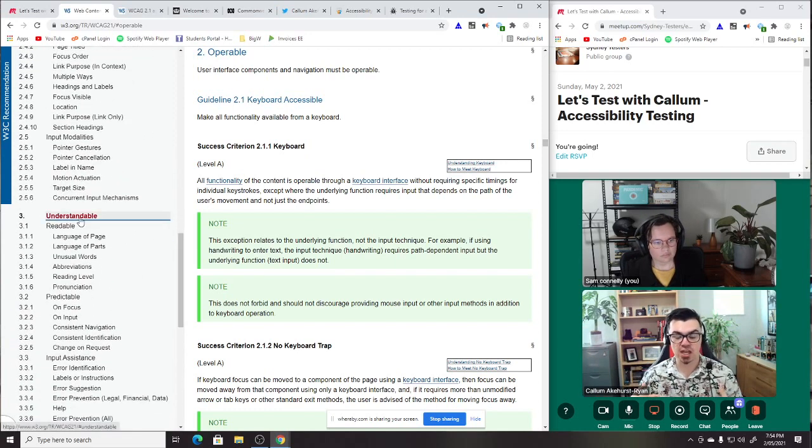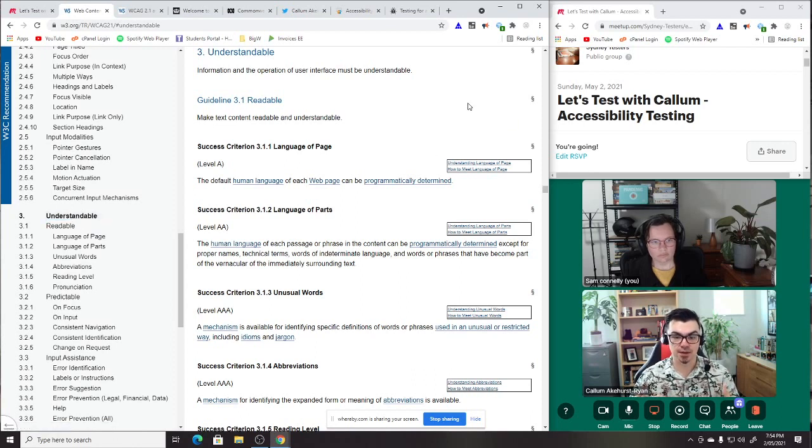The next stage is its understandability. So understandability basically means I can see it, I can interact with it. Do I know what I'm doing with it? So how easy is it for me to take in this information and then reuse that so that I know what I'm doing with it?